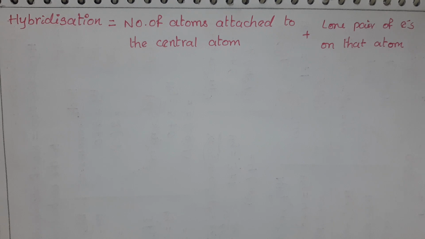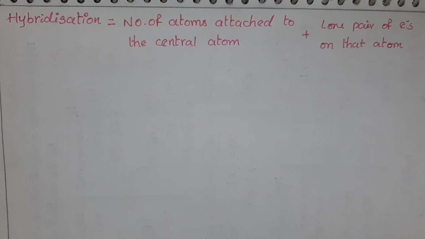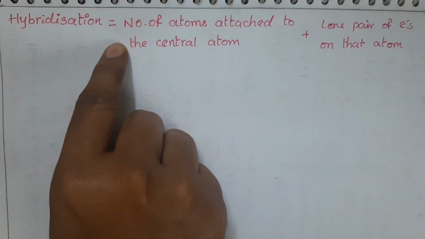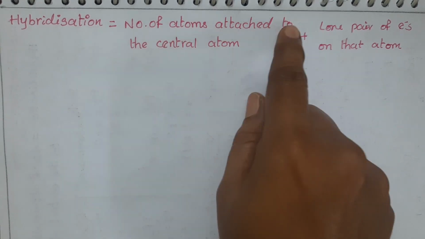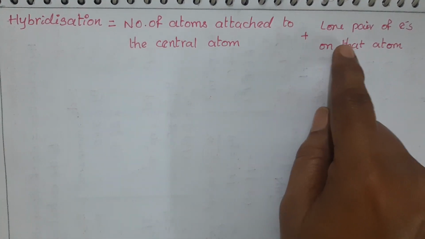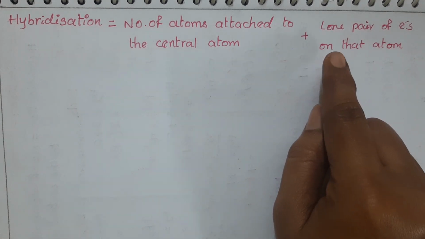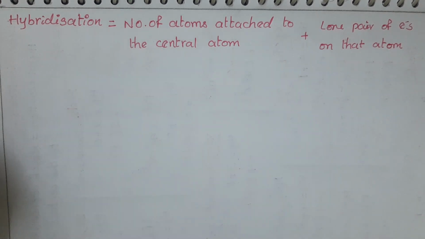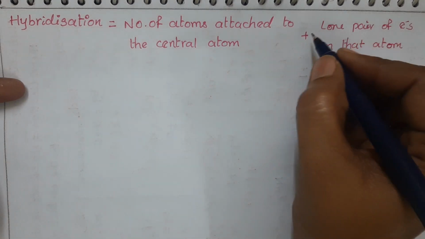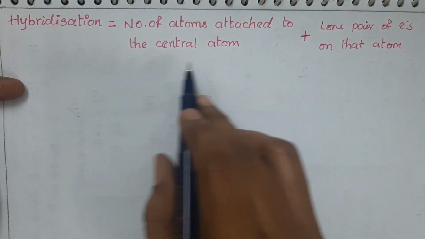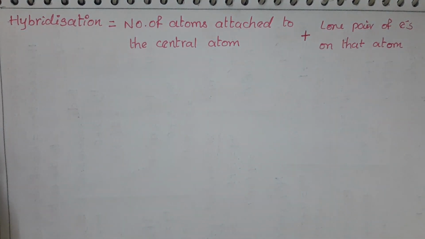Myself Srilata. In this today's video, I am going to explain a simple trick for the calculation of hybridization. Now let's see the formula. Hybridization equals the number of atoms attached to the central atom plus the lone pairs of electrons on that atom. So this is the formula I am going to use for the calculation of hybridization.